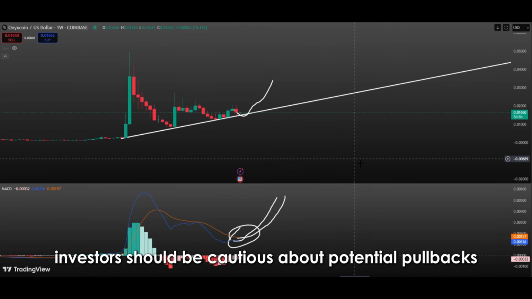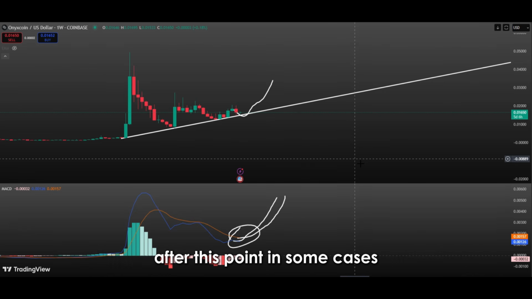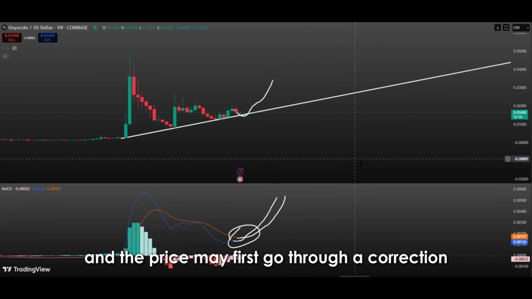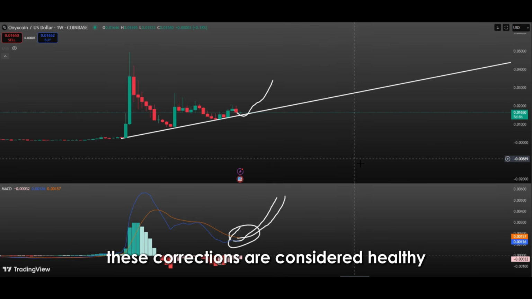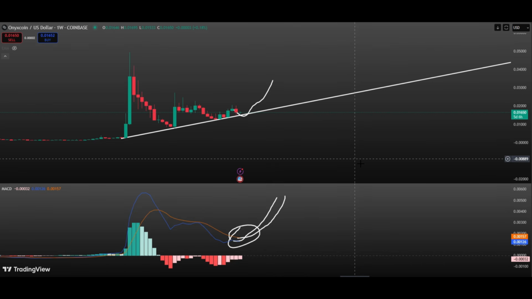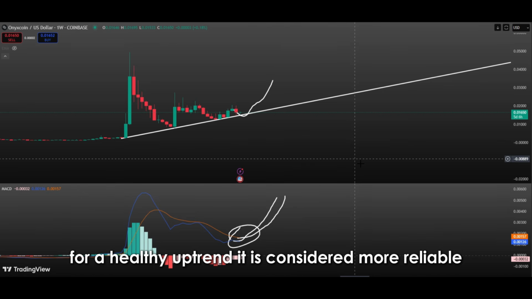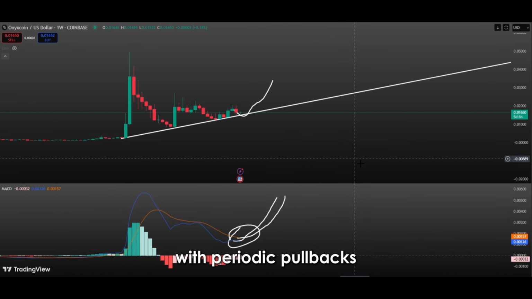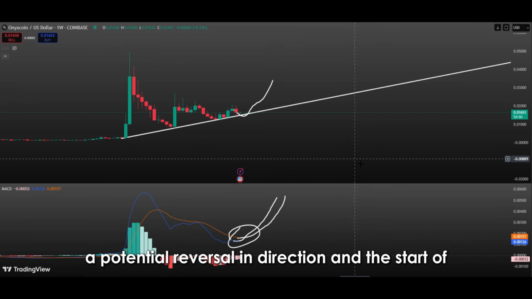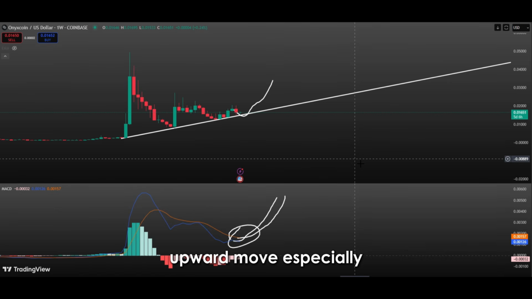At the same time, investors should be cautious about potential pullbacks after this point. In some cases, the MACD signal may come early, and the price may first go through a correction. These corrections are considered healthy for a sustainable rally. For a healthy uptrend, it is considered more reliable when the price progresses with periodic pullbacks. In summary, a potential upward MACD crossover on the MACD indicator is a highly positive development in terms of technical analysis. Such a crossover signals a potential reversal in direction and the start of an upward move.